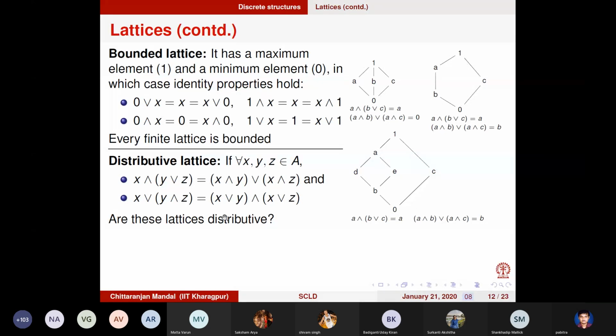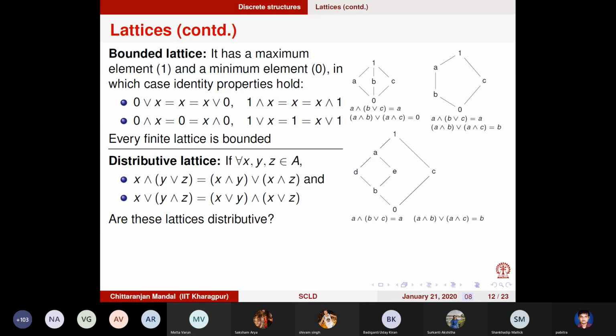Another important property is called the distributive property. So the meet distributes over join. Similarly, join distributes over meet. That means if you first take the join of y and z, and the result you meet with x, it's the same as if you meet x with y and join this thing with the meet of x and z, and the dual also. This property need not hold for all lattices.